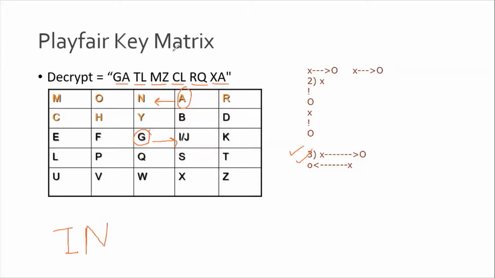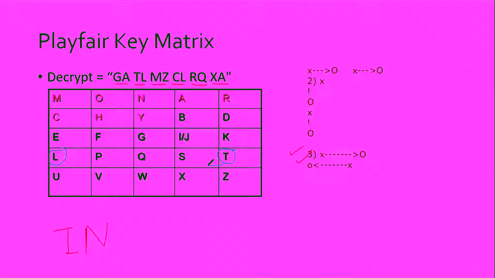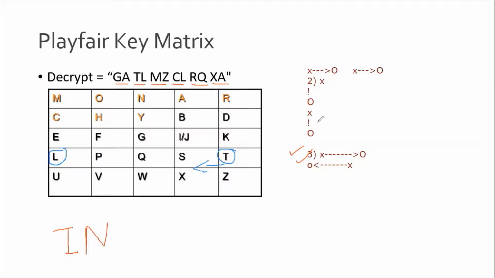Next 2 characters are T and L. So let's check where T and L are in our text. T is here and L is here. Both are in the same row. So we will reverse the rule. For T, we have to write the letter to the left now. In encryption, we write the letter to the right. For decryption, we have to write the letter to the left. So we have to reverse it. That will become S. For T, we will write S. And for L, there is no left, so we will write T here.